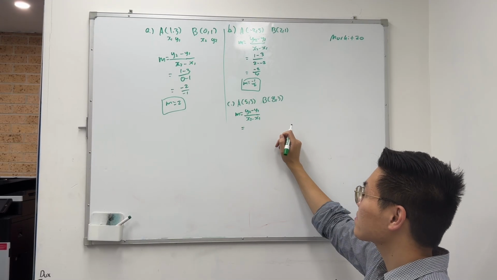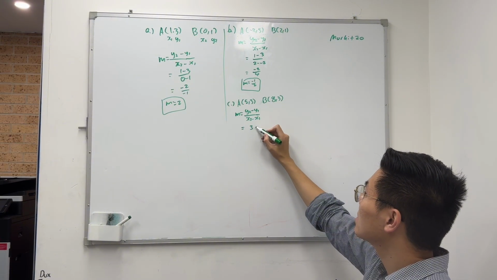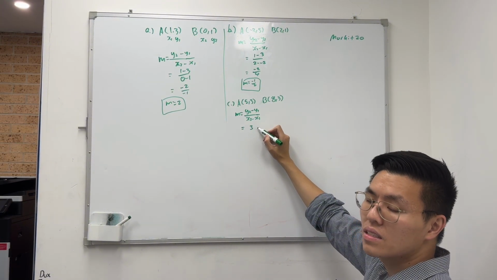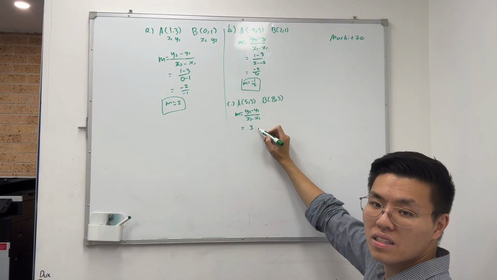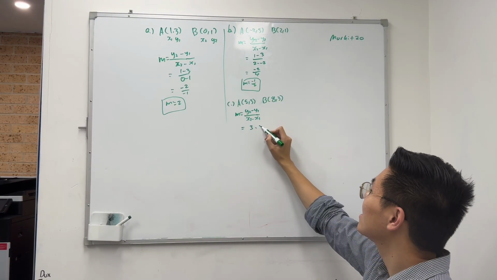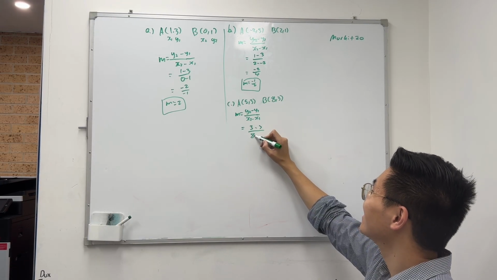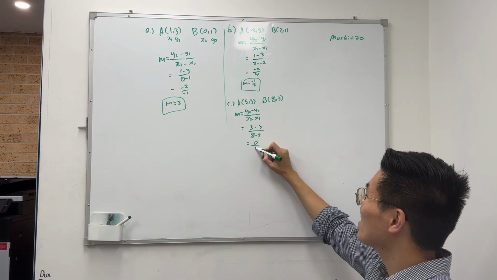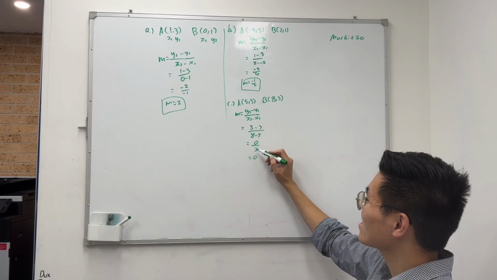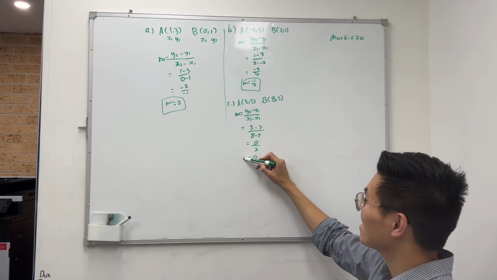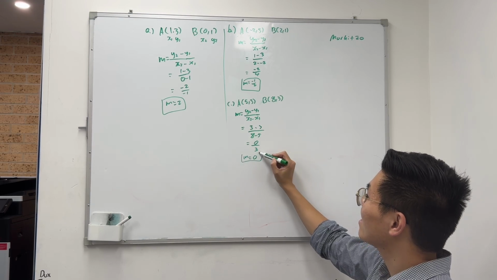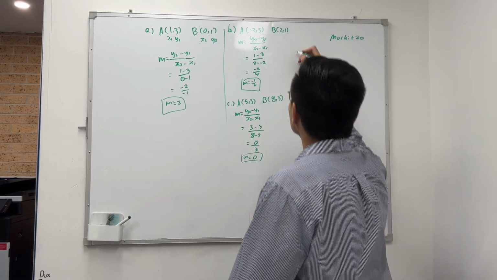Okay, 3 minus 3, 8 minus 5. So 0 over 3, which is 0, because 0 divided by anything is 0.